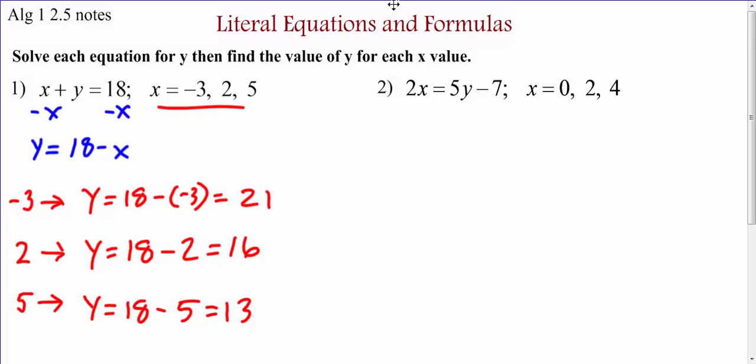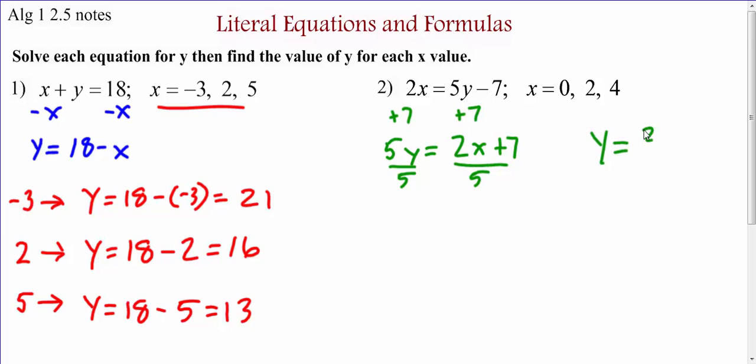Alright, so we're going to do the same thing on the next set here. We'll start by solving for y. Now this one, there's a little more work to solve for y, still not too bad. Add 7 to each side, and I'm going to switch the order of these two. I'm going to move the 5y to the other side. So 5y equals 2x plus 7, and then of course we'd have to divide everything by 5. So our equation will look something like y is equal to 2x plus 7 over 5.